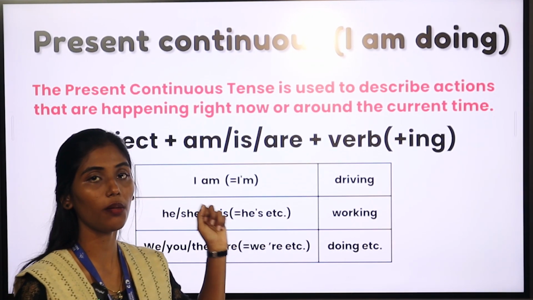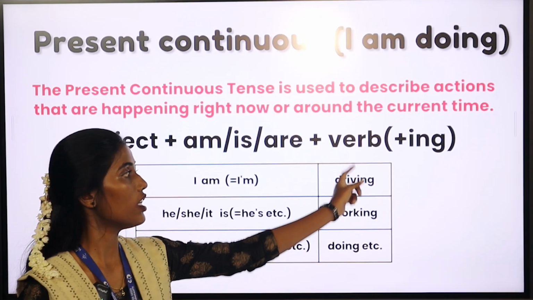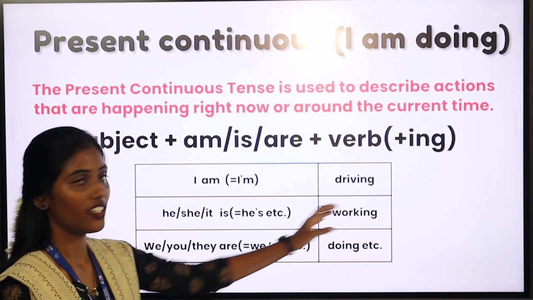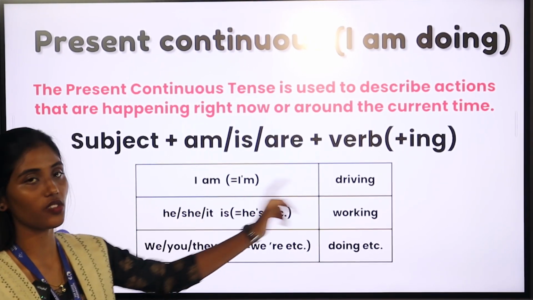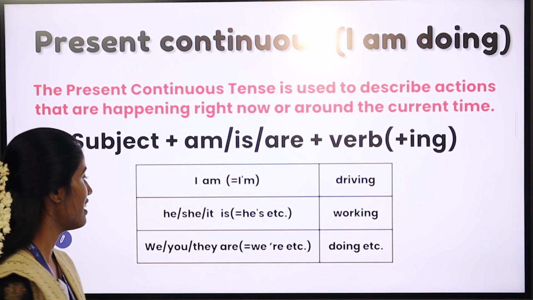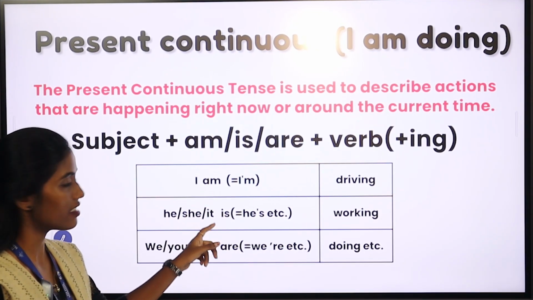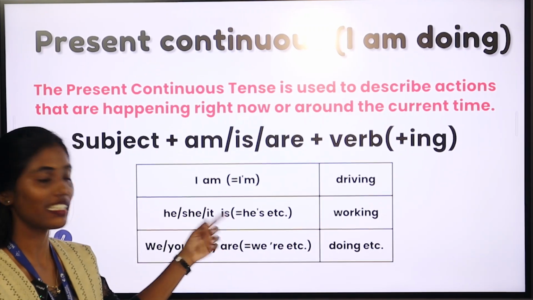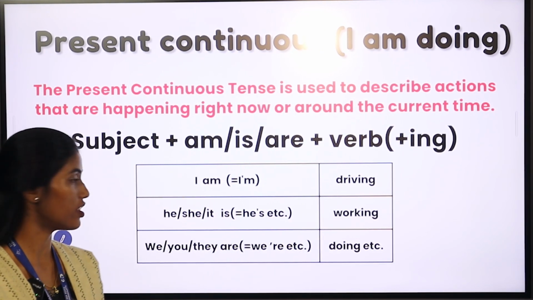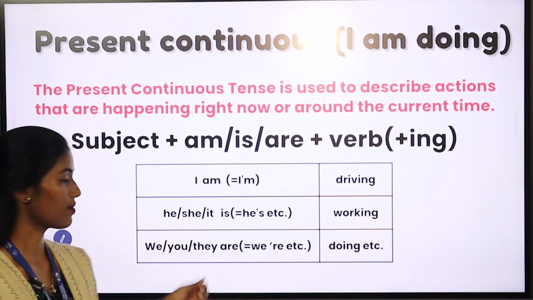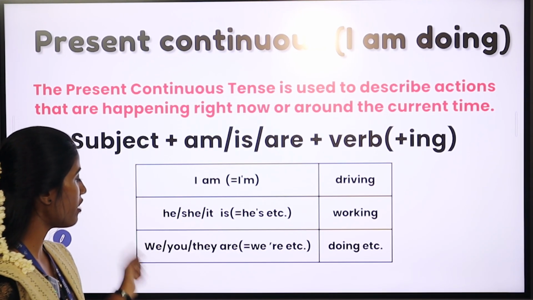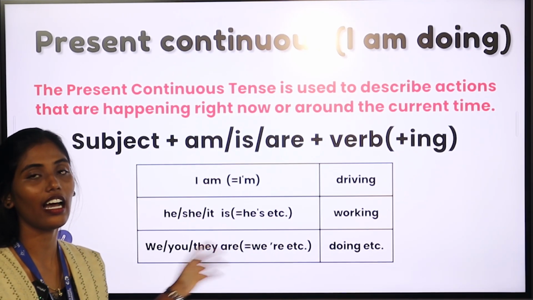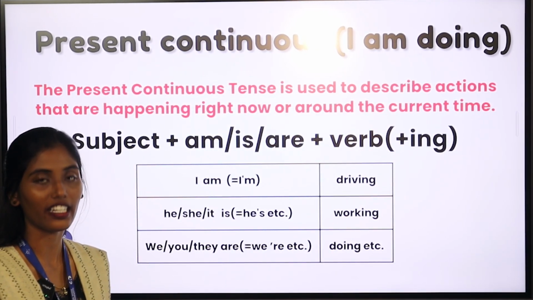For example, drive is a verb. You can convert this by adding verb plus ing, which means driving. Here you can see the examples. I am driving is present continuous tense. If you have he, she, it, you want to add is plus verb plus ing. He is working. Next example, if you have we, you, they, you want to use are, which means we are doing, they are doing. So this is an example of present continuous tense.